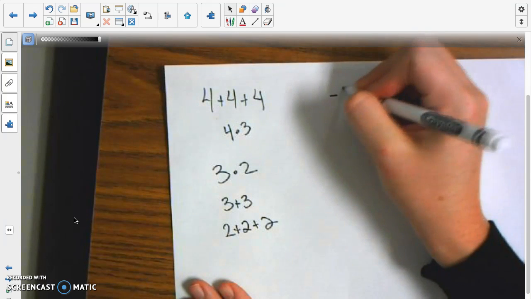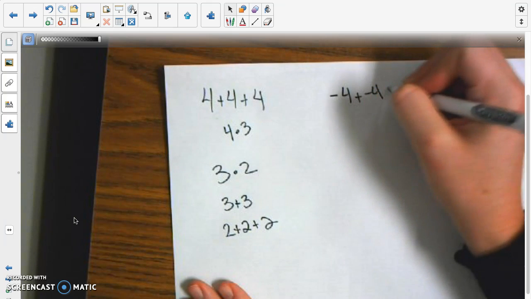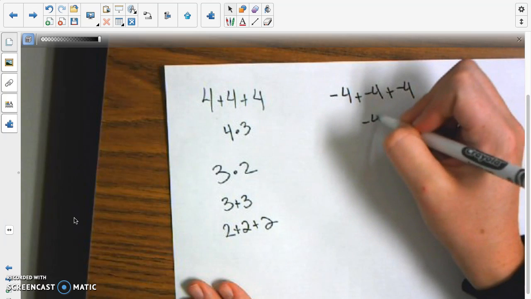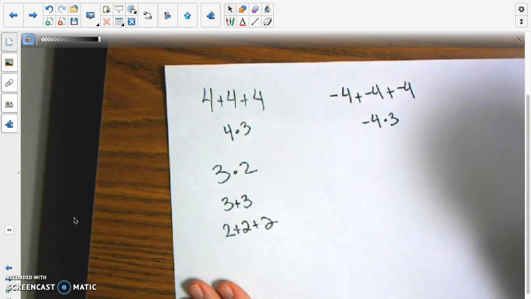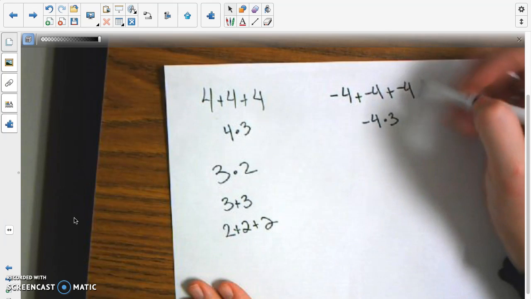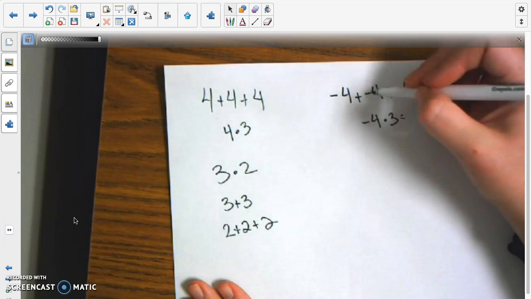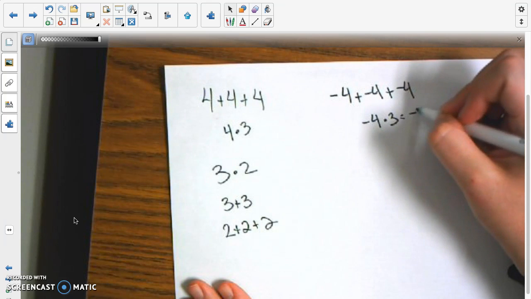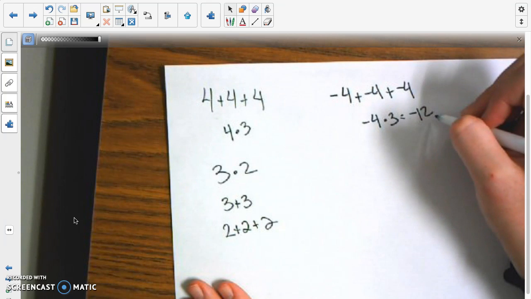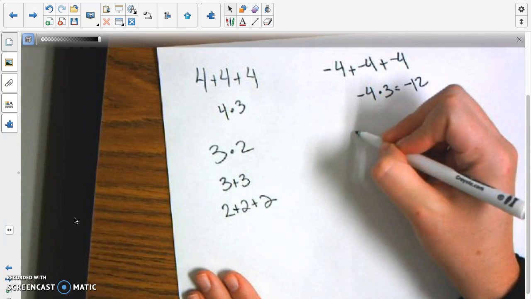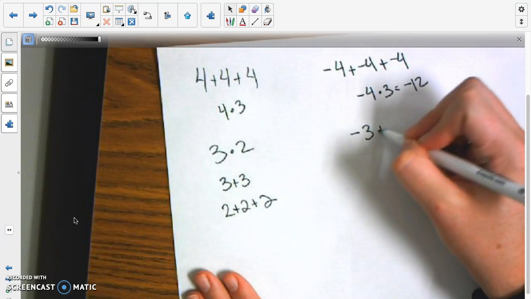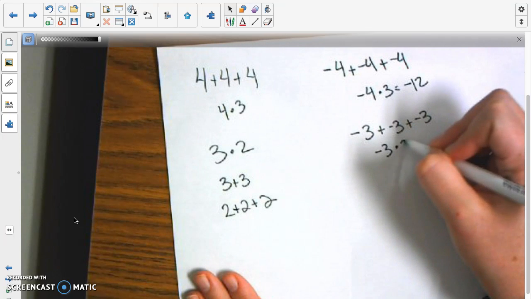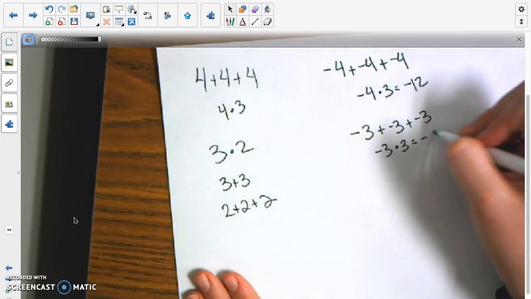So instead of doing negative 4 plus negative 4 plus negative 4, we could really write this as negative 4 times 3. Because I have negative 4 3 times. And if we add that, negative 4 plus negative 4 equals negative 8. Negative 8 plus negative 4 equals negative 12. So I have different signs and I got a negative. Let's think about this. If we have negative 3 plus negative 3 plus negative 3, we do negative 3 times 3, and we would have negative 9.